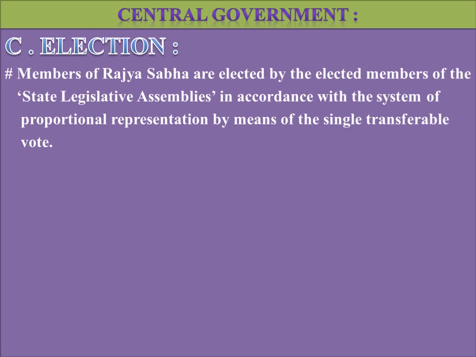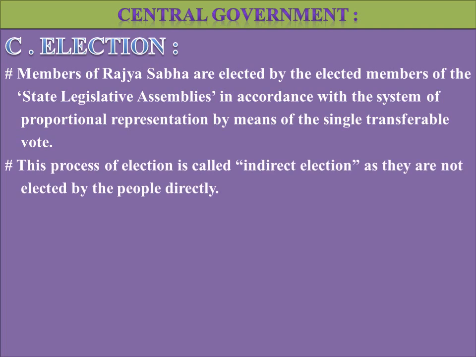The next point of the central government is elections of the Rajya Sabha. Members of Rajya Sabha are elected by the elected members of the state legislative assemblies in accordance with the system of proportional representation by means of the single transferable vote. This process of election is called indirect election, as they are not elected by the people directly.